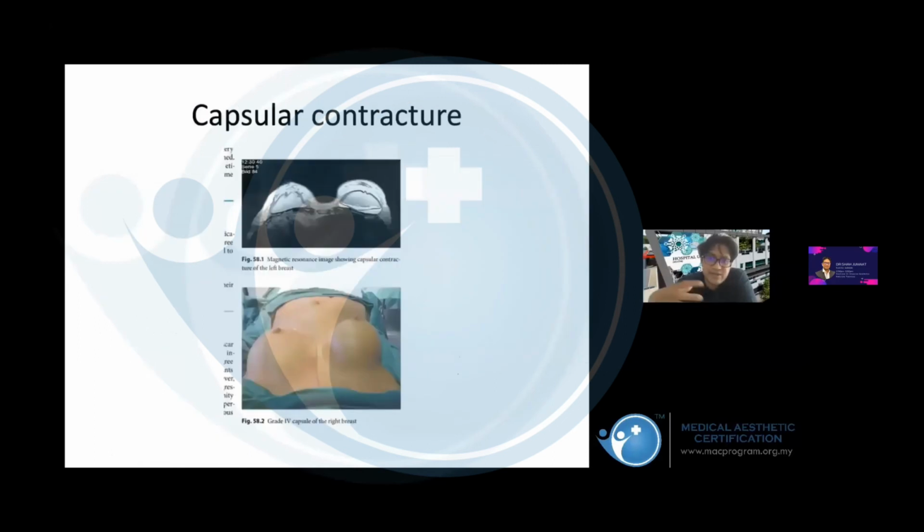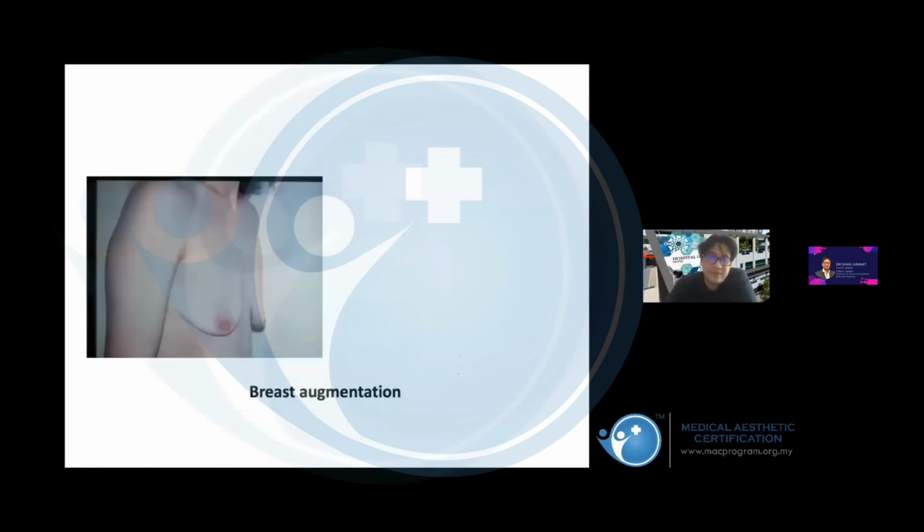I mentioned capsular contracture. This is what you get, where you see the implant. Patients usually complain of sudden pain and distortion of the breast. The only way of treating it is to remove the implant.